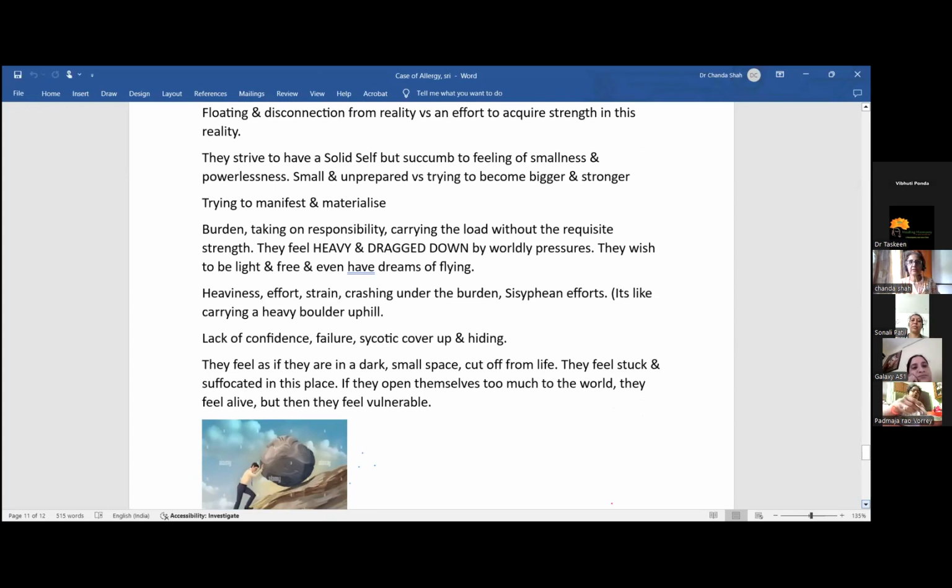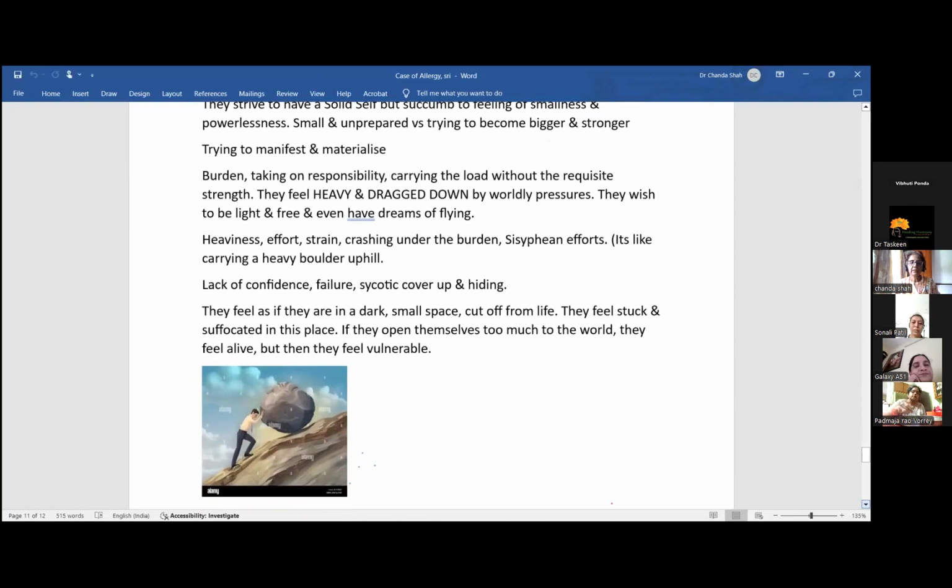Because they are not that mature, no? They are still in the second subclass. They are not mature like how people are in subclass 6. And they feel as if they are in a dark, small space cut off from life. They feel stuck and suffocated in this place. So he said he does not like work from home, because you're in a room all the time, sitting and working, which he doesn't like. He wants to be free in the open air.